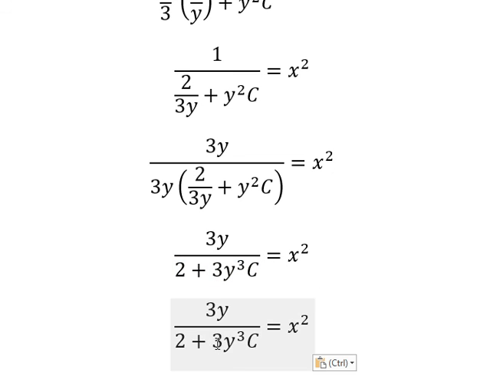We know that number 3 with c, they still are considered the constant. So we put c in here. And that is the final answer. This is the end.